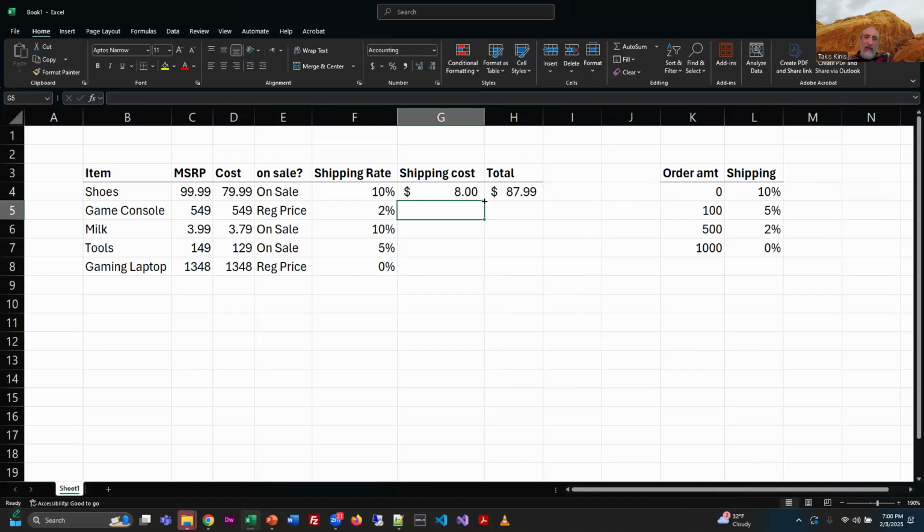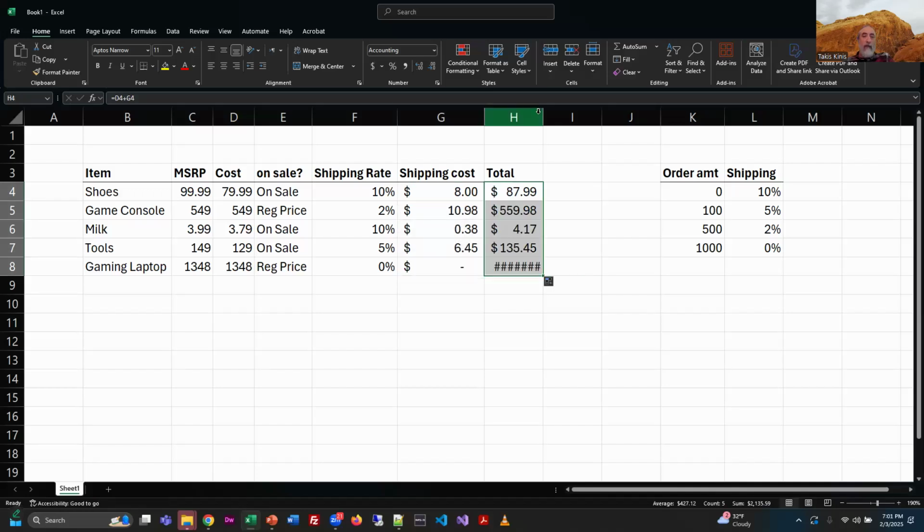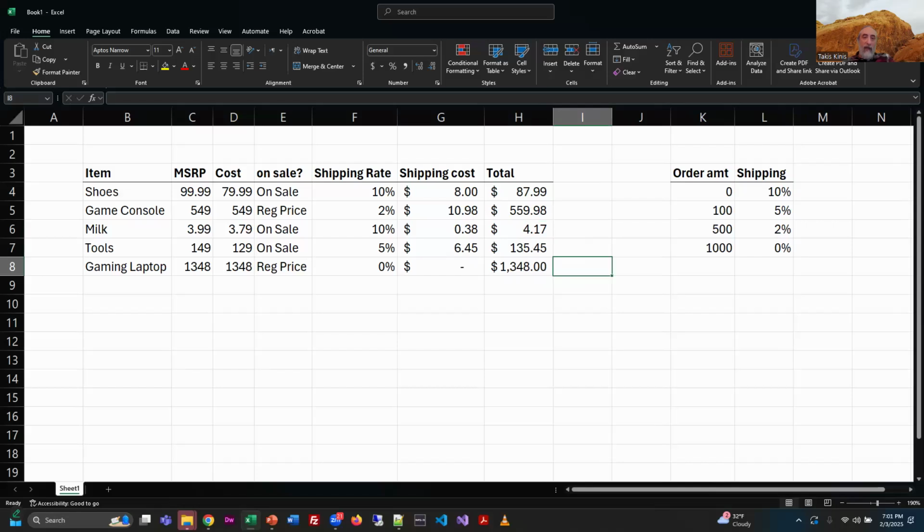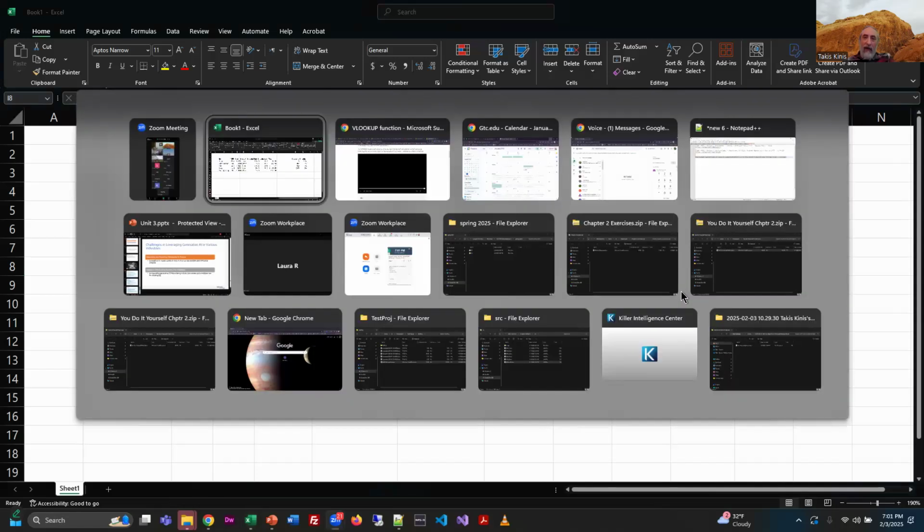The shipping cost, is that something that I can copy down? I sure can, so I can just pull that down. And the total also. Right, that one didn't fit, but there you go. So we got the IF function, and we have the VLOOKUP. All right, let's take a look at COUNTIF really quick.